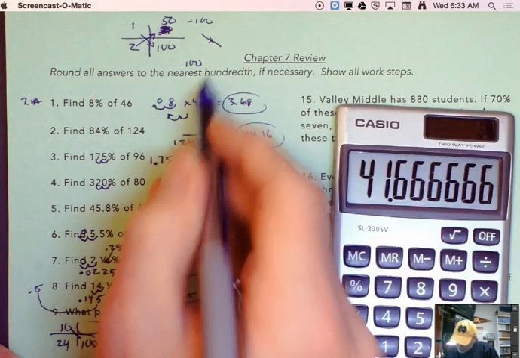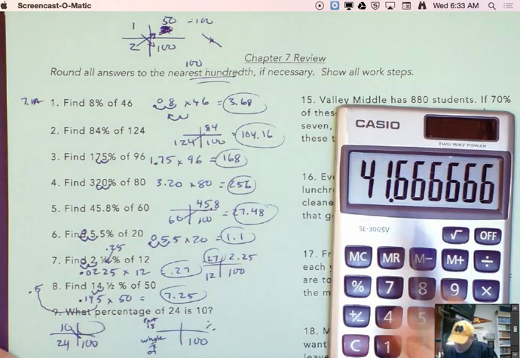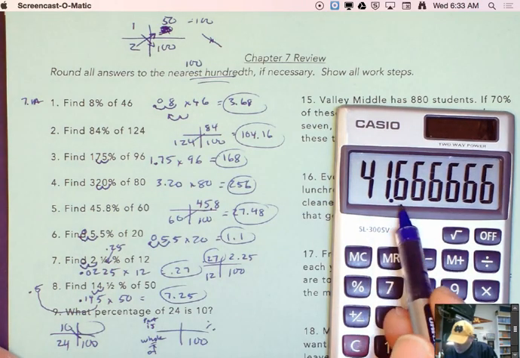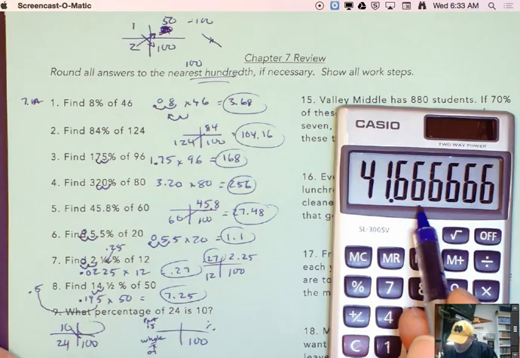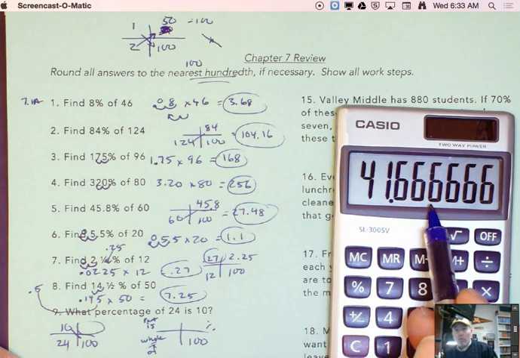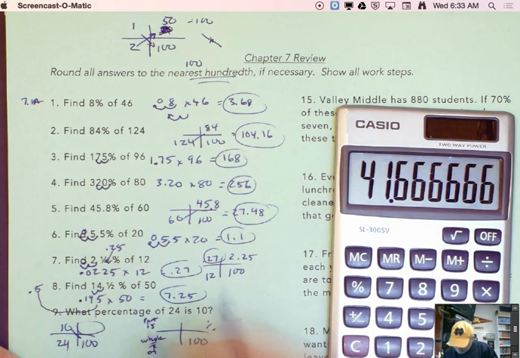Up here it says round to the nearest hundredth. So that would be 41.6. Here's the hundredth. I look next door. It's a 6, so it would be 0.67. Write that over here, 41.67, and circle it. Okay?